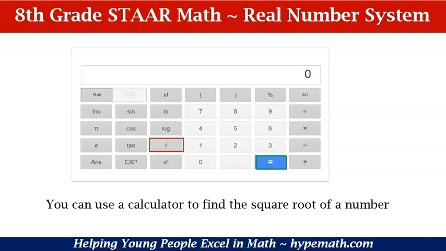Now let's see how we can use a calculator to find the square root. When you have a calculator, what you will look for is the square root sign and also the equal sign, because you will push the square root, enter the number, and then push the equal sign. If you are using a TI calculator, you have to push the second shift and the X squared button in order to get the square root. And I'll show you an example in the next slide.